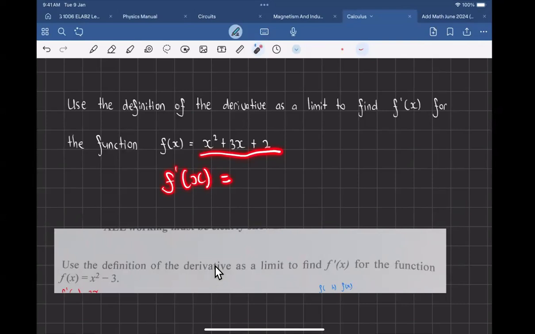So I was asking you how would we differentiate that, like normally? Forget about limits and things. If we just differentiate it, remember how to differentiate? When we differentiate it normally, we take the power, multiply everything by it, and then minus one from the power. So if I had x squared, that is 2x to the power 1.